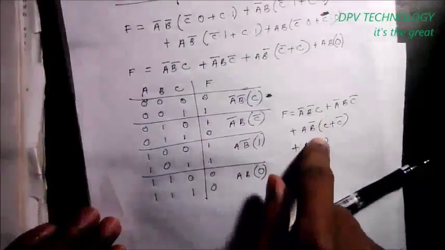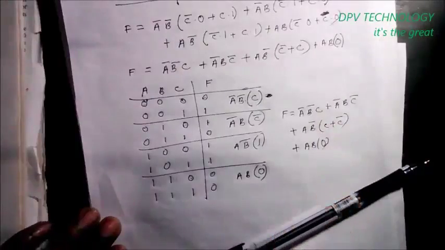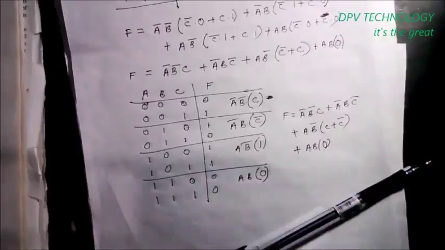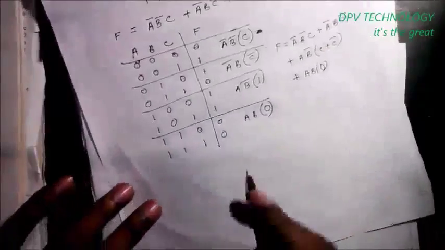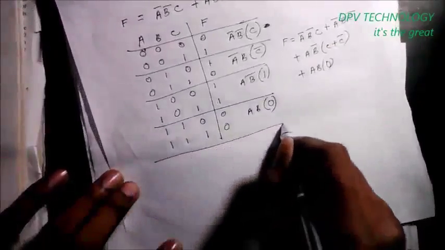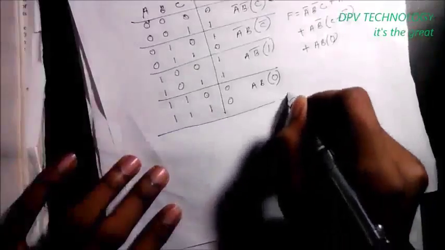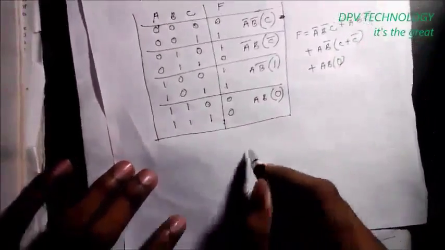Now from this function, you have to make the variable entered map first. So I am going to show you how to make this map. This is almost similar to a K-map. The map plotting method is similar to a K-map.